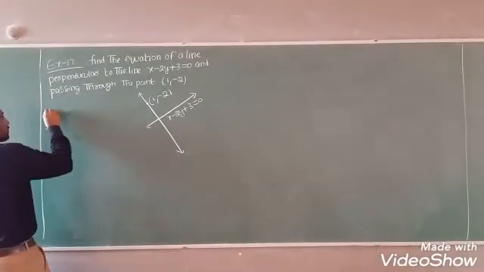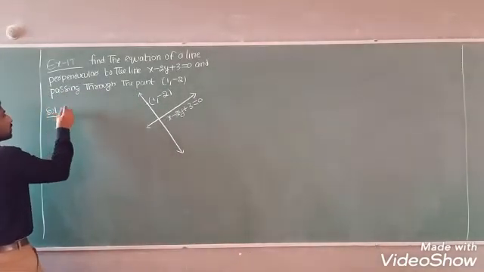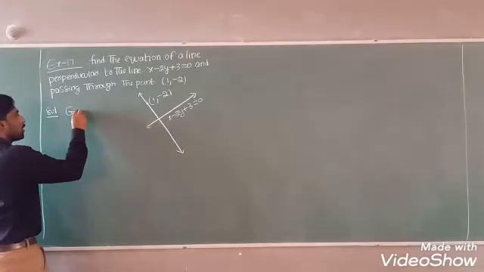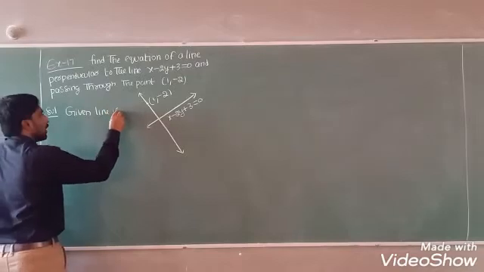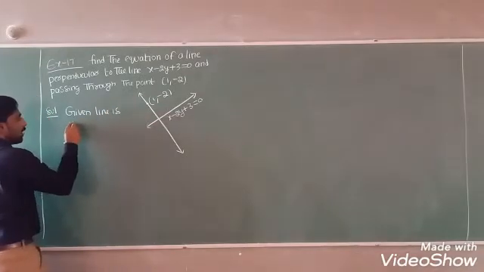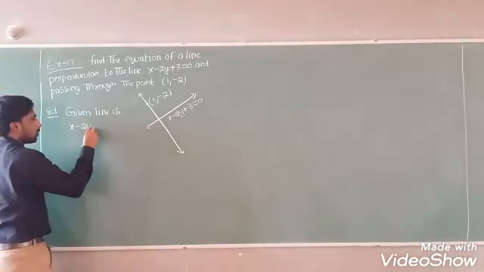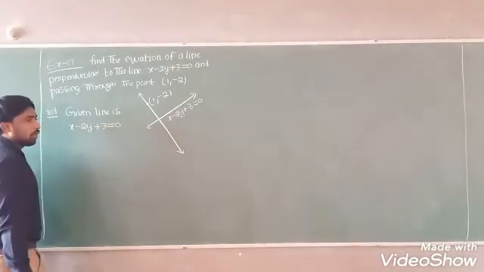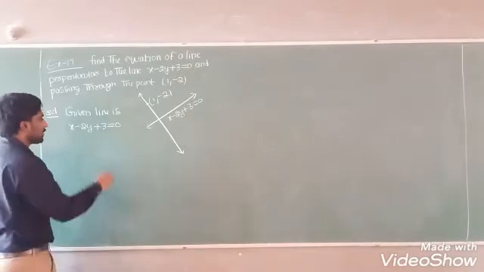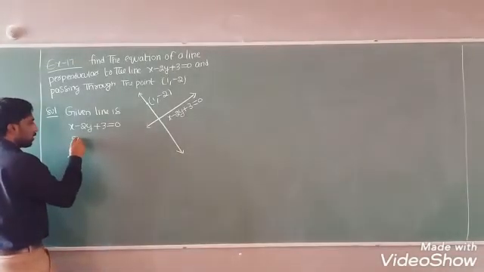So this one, the given line is x minus 2y plus 3 equal to 0. So this one, if I convert into y equal to mx plus c representation, what will I get?